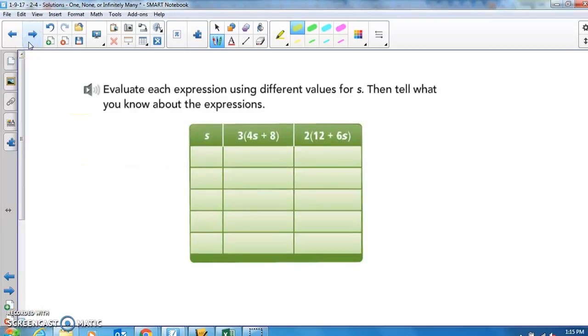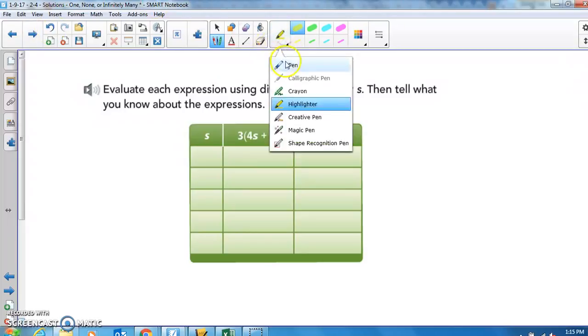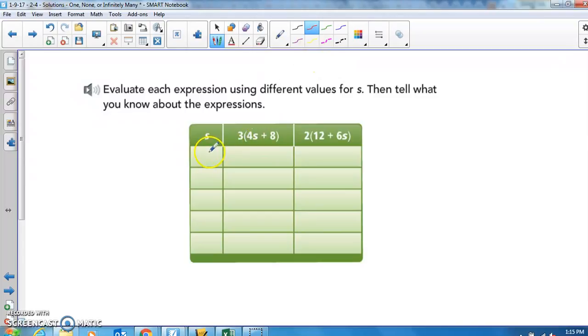All right, so as we get started today, first thing I want to do is go through this scenario here where it says to evaluate each expression using different values for s. Then tell what you know about the expression. So the first thing I want to do is just take a minute to go through this. I'm going to put in a value for s. If I put a 1 here, that means we're going to substitute a 1 in for that s right here. So we would do 4 times 1 is 4. 4 plus 8 is 12. Then multiply the 12 times the 3 to give you 36.